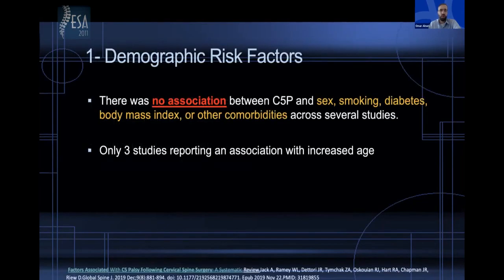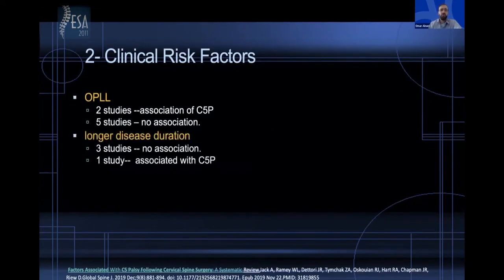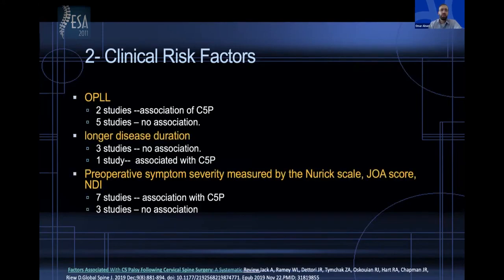Let's start with the first one, demographic risk factors. There was no association between C5 palsy and sex, smoking, diabetes, body mass index, or other comorbidities. But there was an association between increased age and C5 palsy. For clinical risk factors, the results were mixed. For OPLL, longer disease duration, and preoperative symptoms like the Nurick scale and JOA score, some studies show an association and others show no association.